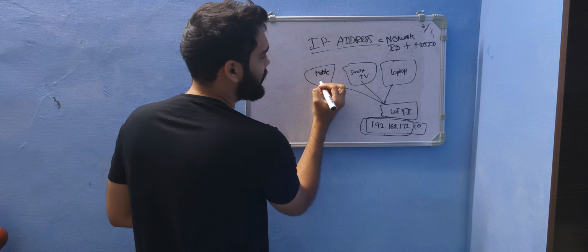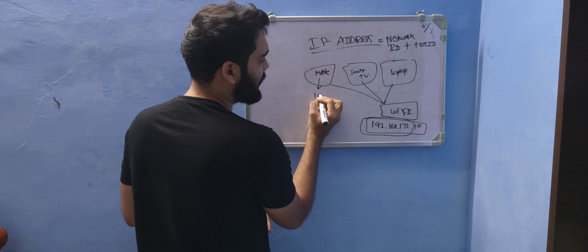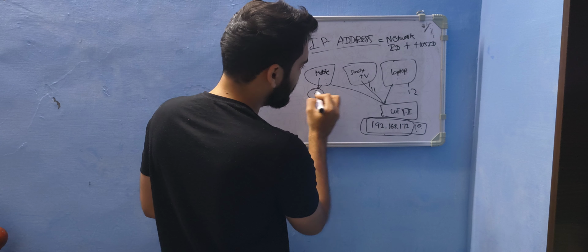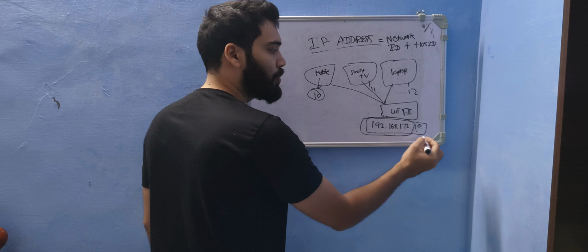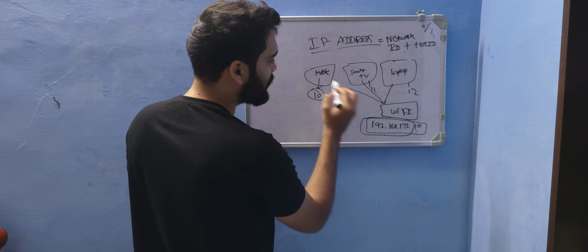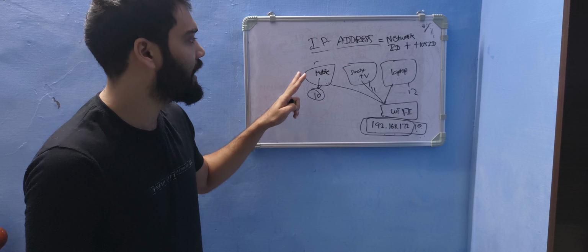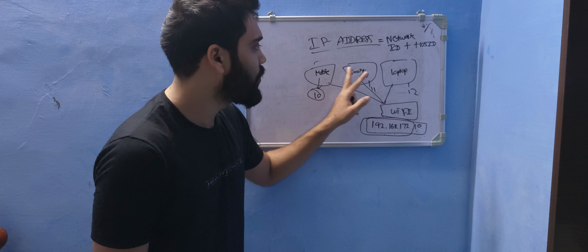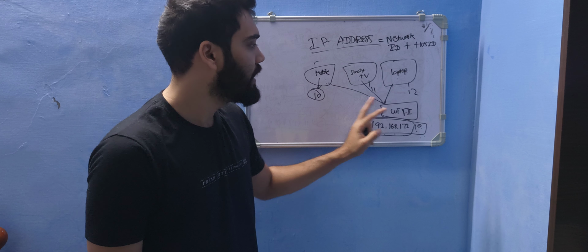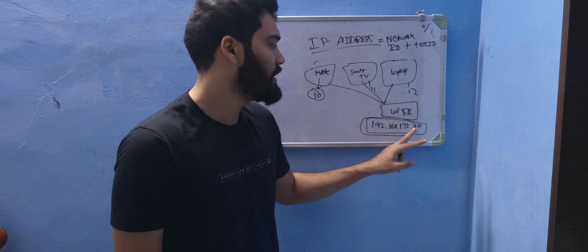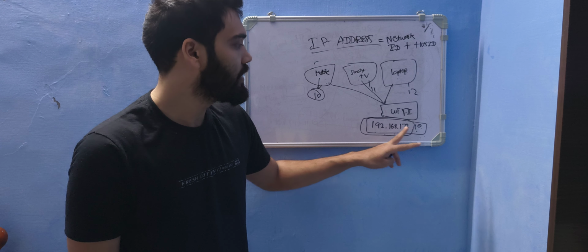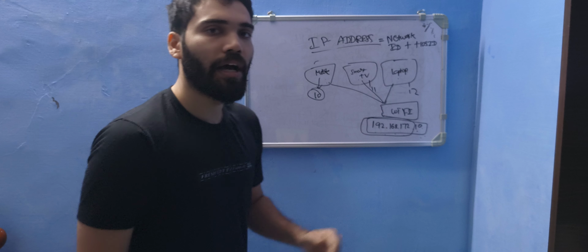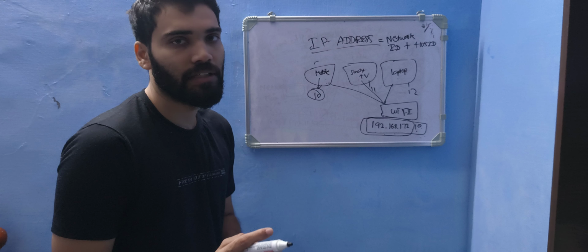Let's assume that for this mobile I have host ID 10, here 11, and here 12. So the IP address for this mobile is 192.168.172.10. If I open my mobile and check, I'll get this IP address. But if you check on the smart TV, you will see the host ID like 192.168.172.11. So I hope now you have understood the concept.